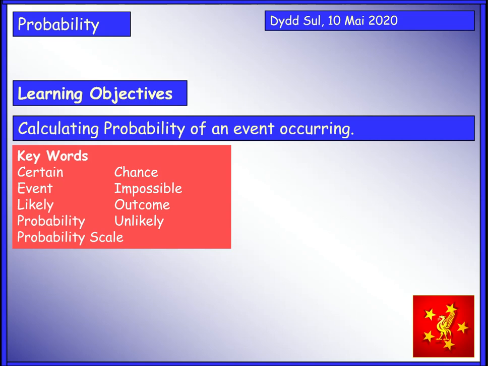Hello, Year 9. We're going to be looking at probability this morning. So we're going to look at calculating the probability of an event occurring. As you would do in class, as you've done for a while now, I want you to make some notes as we go along. So starting with this page, get your learning objectives and keywords down, underlined. So click pause, make your notes, and when you've finished, click play again.